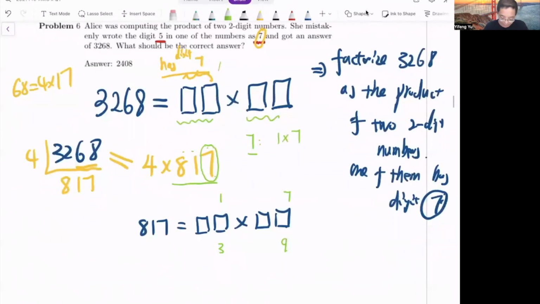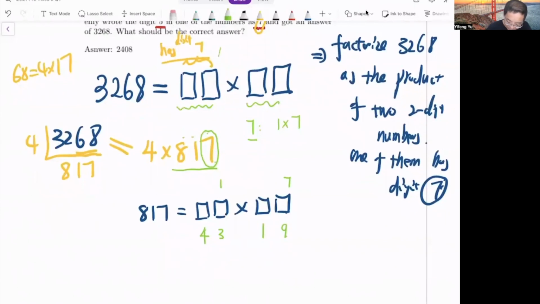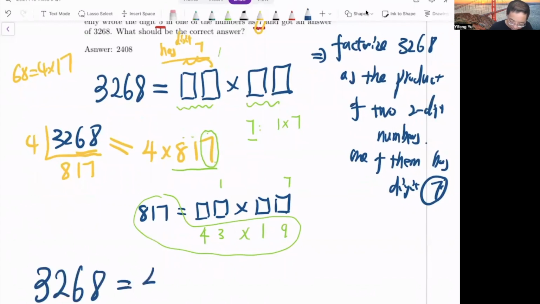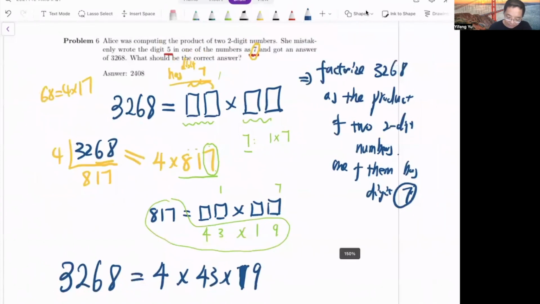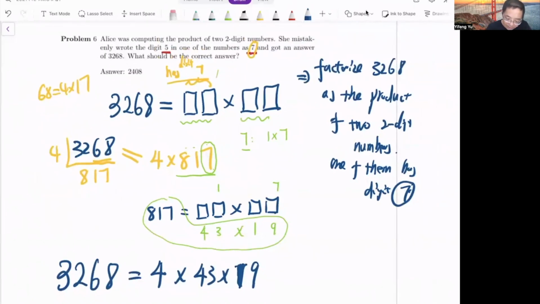Okay, and then you just tune the numbers a little bit. You will get 19 times 43. So this one works. So we get 817 equals 43 times 19. Let's go back to the original number. This will give 4 times 43 times 19.